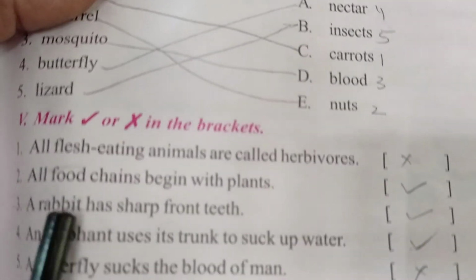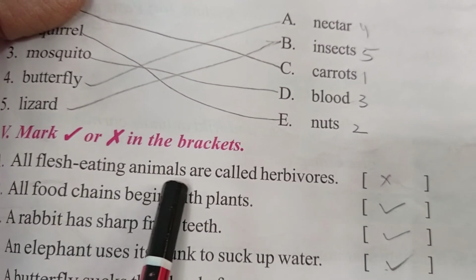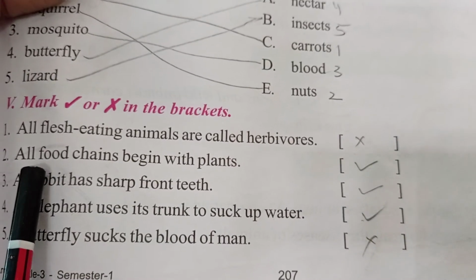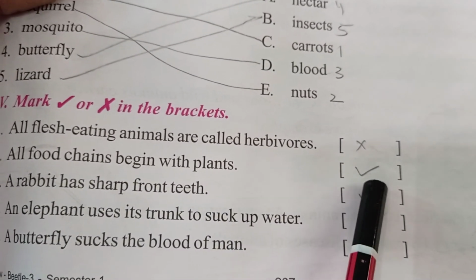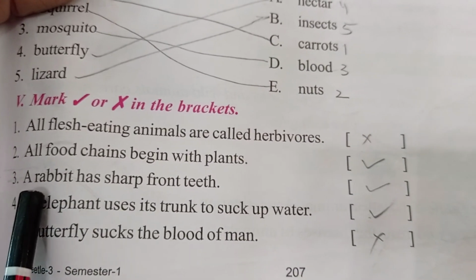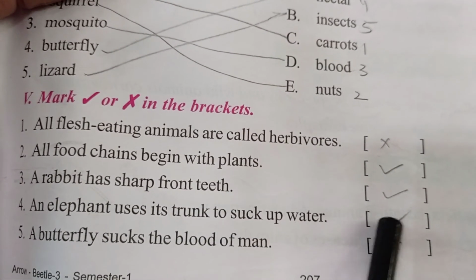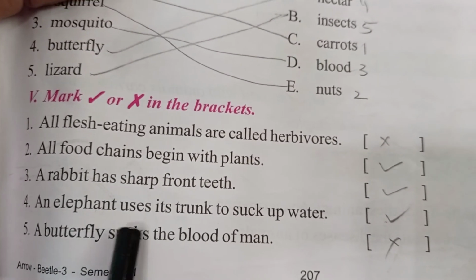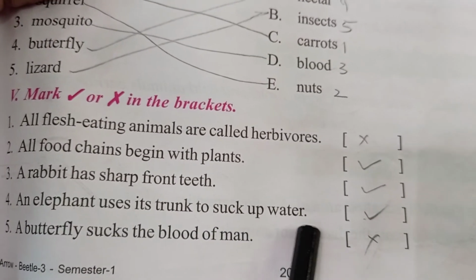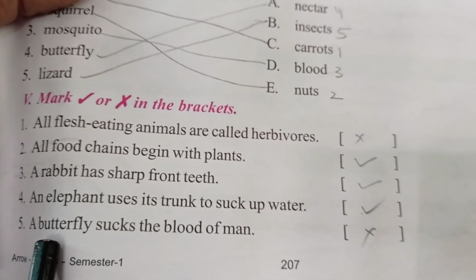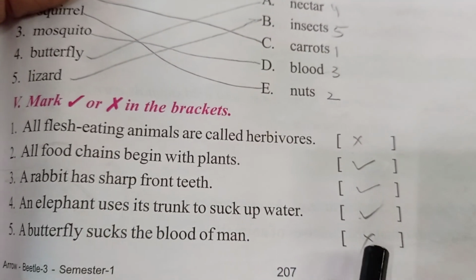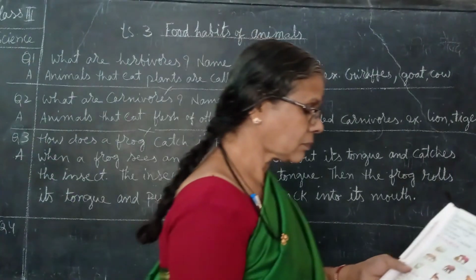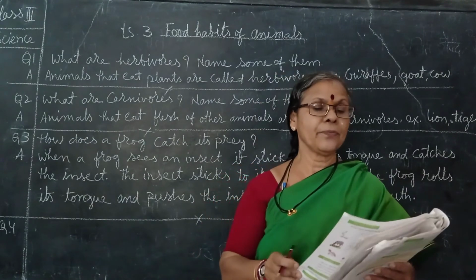Now true or false? All flesh-eating animals are called herbivores. Wrong. Second, all food chains begin with plants. Correct. Yes, put a right mark. A rabbit has sharp front teeth. Yes, right, put a right mark. An elephant uses its trunk to suck up water. Yes, correct, put a tick mark. A butterfly sucks the blood of a man. No, wrong, put a wrong mark. Now these are the five. All the objective type we have done.